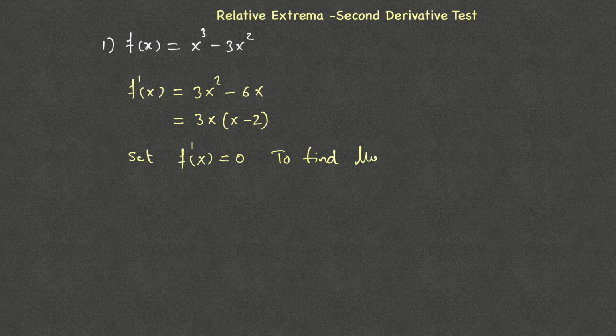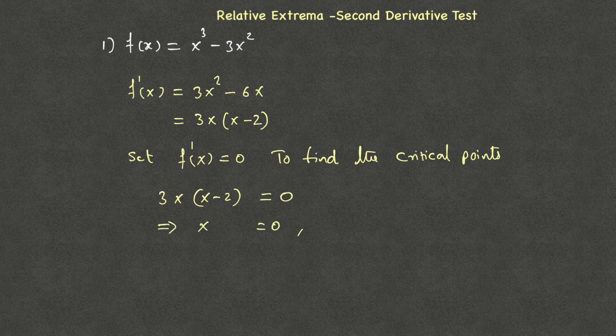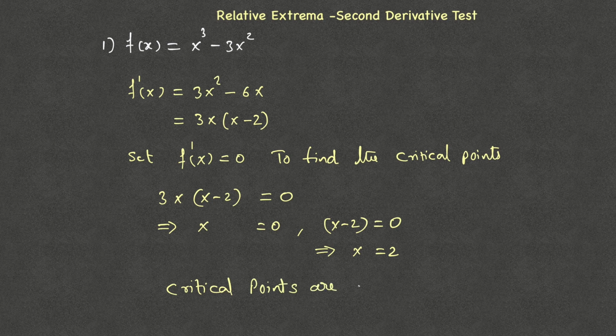Set f prime of x equal to 0 to find the critical points. Setting 3x times x minus 2 equal to 0, we get x equals 0 and x equals 2. The critical points, therefore, are at x equals 0 and at x equals 2. The second derivative of the function f of x is equal to 6x minus 6.